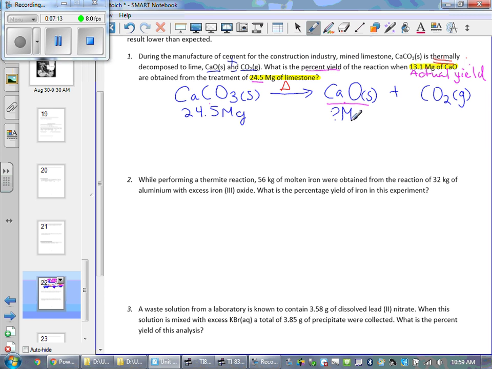I'm lazy, as I tell you all. Since our actual yield is already in megagrams, why not calculate our theoretical yield in megagrams? And then we don't have to do grams per mole, not megagrams per mole. Okay, I'll show you a little trick. So we're going to make our goal megagrams. So what else do we need? The grams per mole. So someone want to calculate the grams per mole of calcium carbonate, and someone can calculate the grams per mole of calcium oxide.